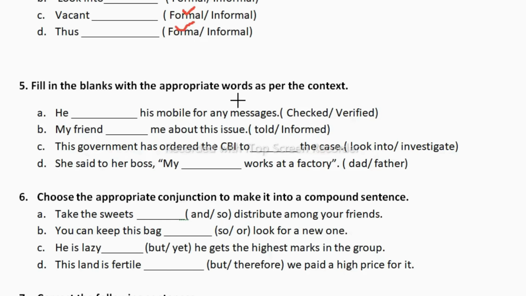This one: fill in the blanks with the appropriate words as per the context. Appropriate is nothing but based on the situation and context. You cannot speak informally with your boss, and with your colleagues you cannot speak formal language, you will speak informally. So based on the context we use the word, and that is called appropriate. "He dash his mobile for any messages": checked or verified? Verified is a formal word, we cannot use verified here, so the correct answer will be checked. Now let's see this one: "My friend dash me about this issue." With a friend we usually speak in an informal way only.